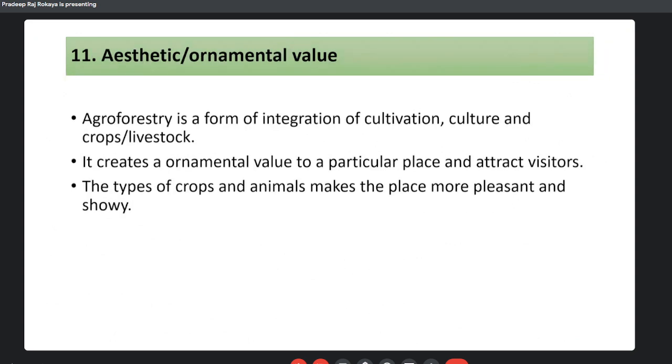Aesthetic value, the ornamental value. Agroforestry is a form of integration of cultivation and culture, crops and livestock, which creates ornamental value to a particular place and attracts visitors. So agroforestry creates agrotourism values. Types of crops and animals make the place more pleasant and showy. So in agrotourism, many tourists, domestic as well as foreign, come and see the agroforestry places.